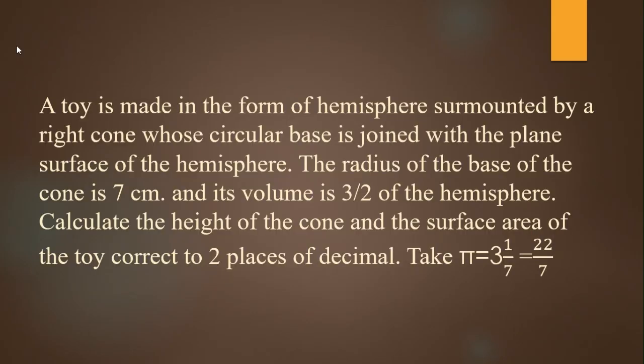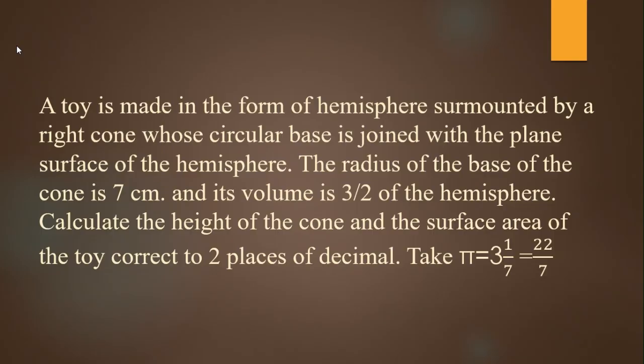A toy is made in the form of a hemisphere surmounted by a right circular cone whose circular base is joined with the plane surface of the hemisphere. The radius of the base of the cone is 7 centimeters and its volume is 3 by 2 of the hemisphere's volume. Calculate the height of the cone and the surface area of the toy, correct to two places of decimal. Take pi is equal to 3 1 by 7, that is nothing but 22 by 7.